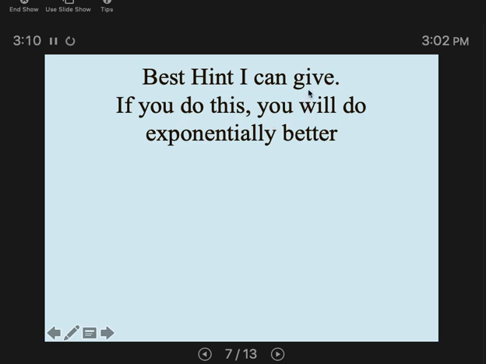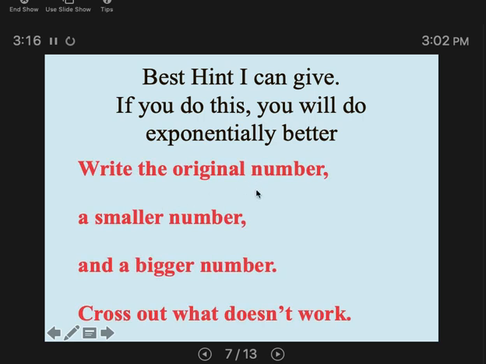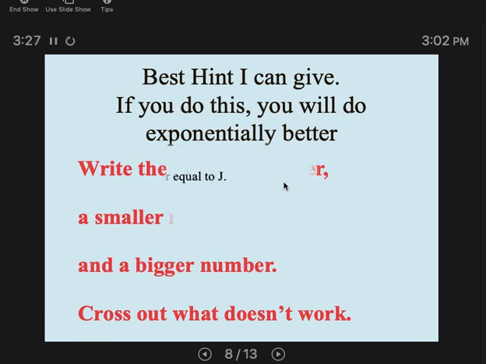Okay, here's the best hint I can give. If you do this, you're going to be exponentially better at this. Take the time to write down three numbers. Write the original number, write a smaller number, write a bigger number, cross out what doesn't work. I'm telling you, the longer you do this, the more you do this, this will help you keep it straight on paper instead of in your head.